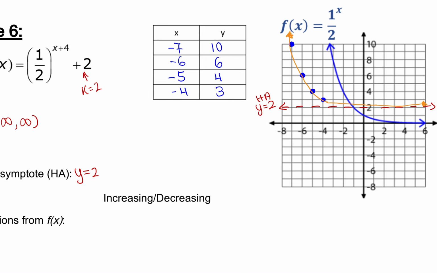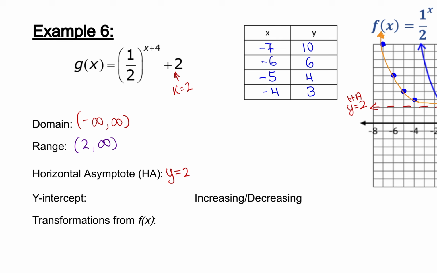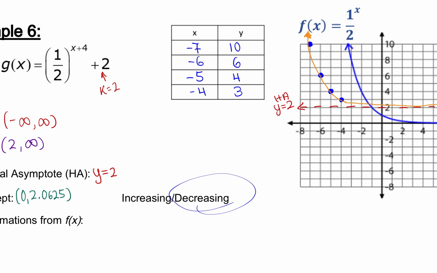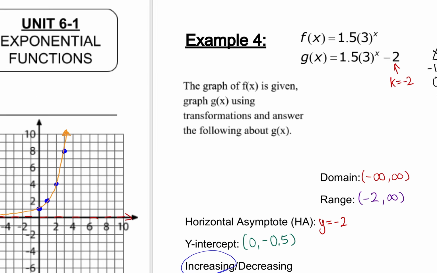So I have +infinity. For the y-intercept, now this one's a little bit difficult to see on your calculator, but the y-intercept is going to be located at 0, 2.0625. Then, whether the function is increasing or decreasing, based on the example that we saw above, this is going to be a decreasing function.